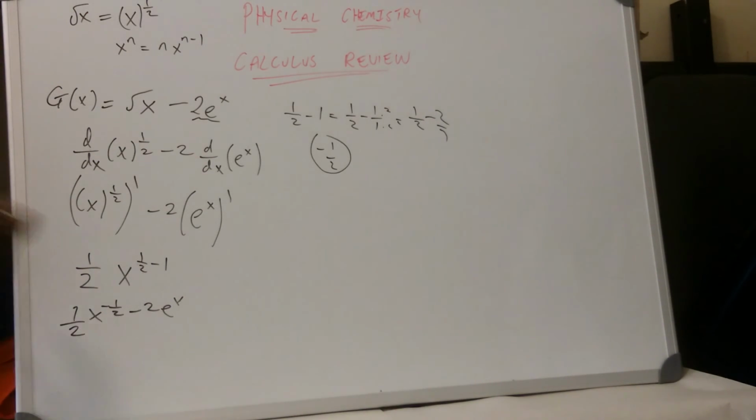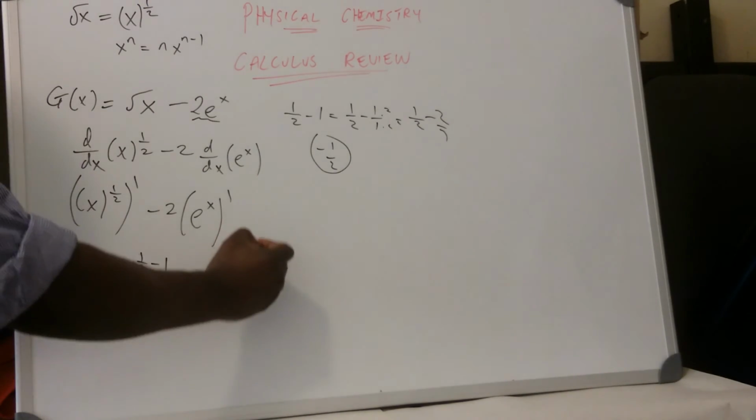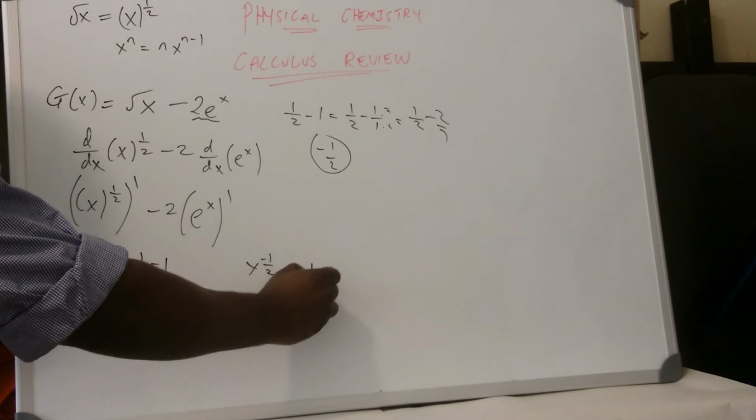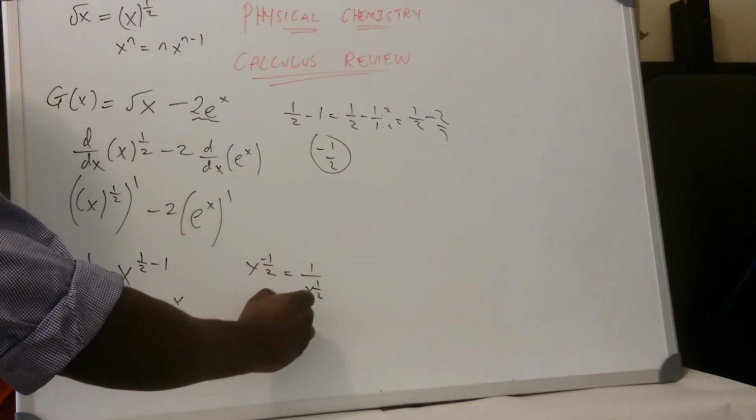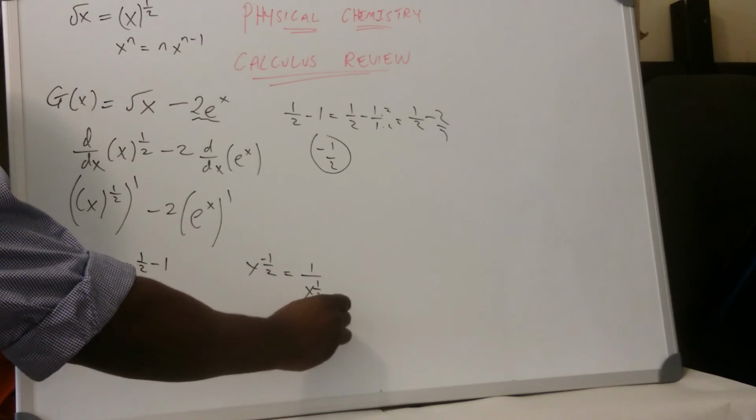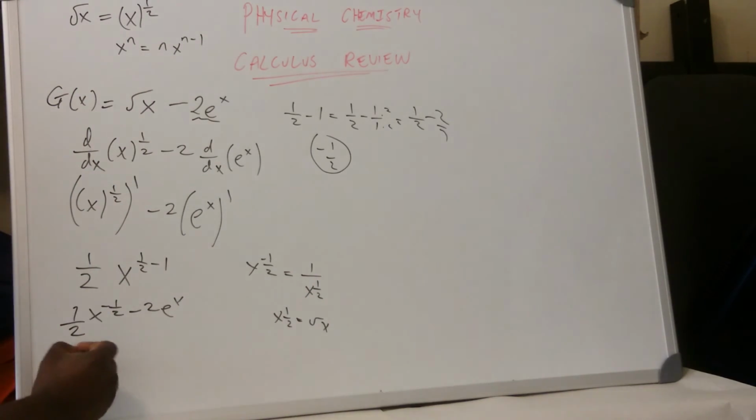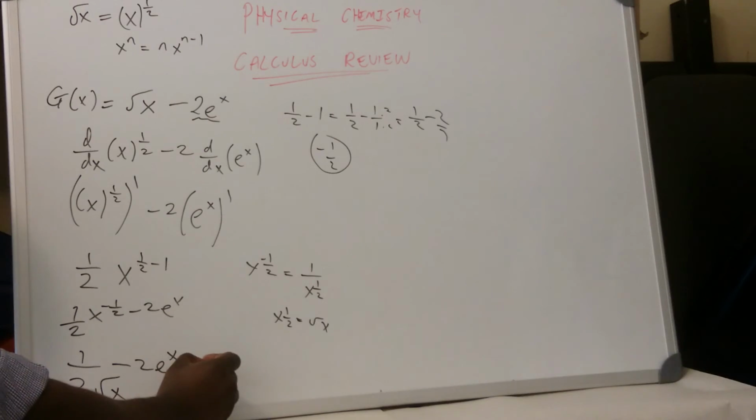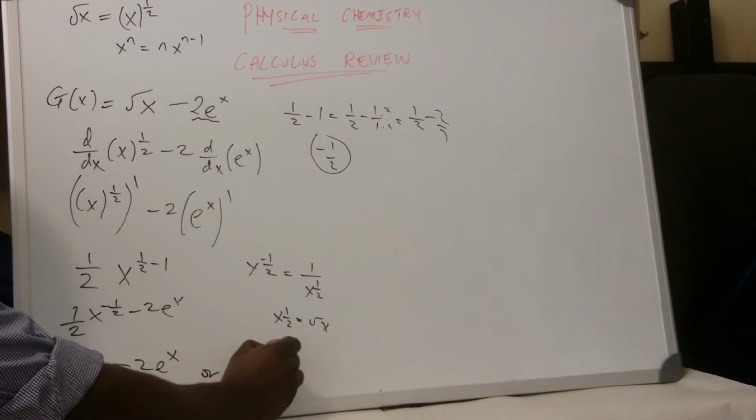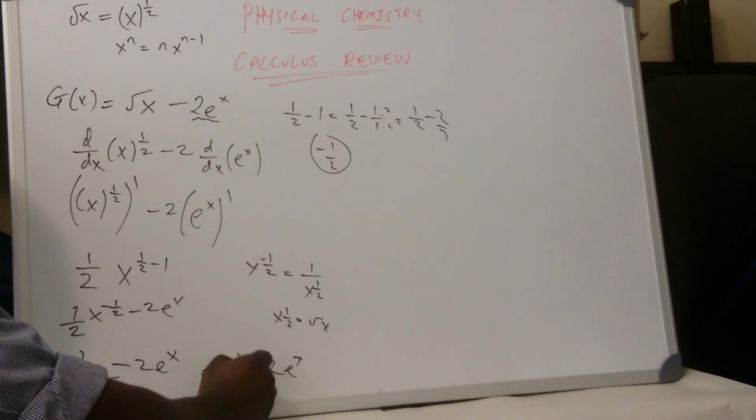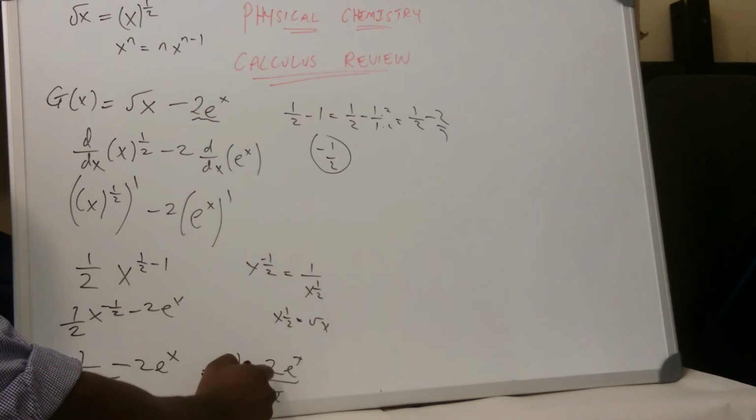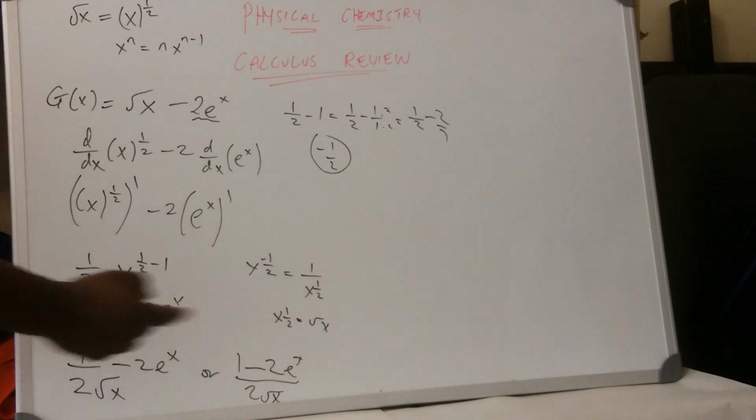Right? So x to negative 1/2 is equal to 1 over x to the 1/2, and x to the 1/2 is equal to the square root of x. So we can write this as 1/2 over the square root of x minus 2 e to the x. Pretty much that's our answer.